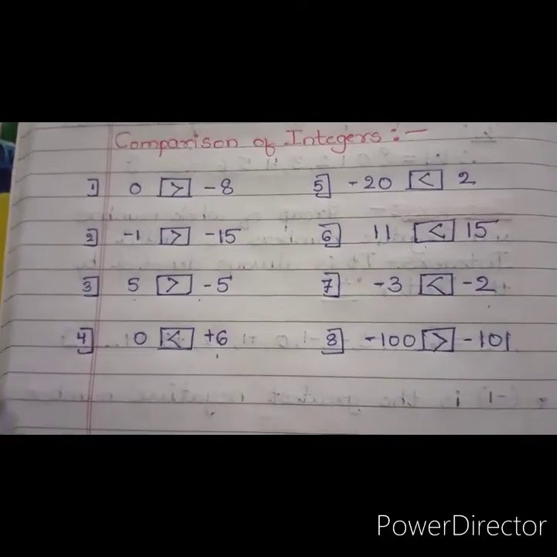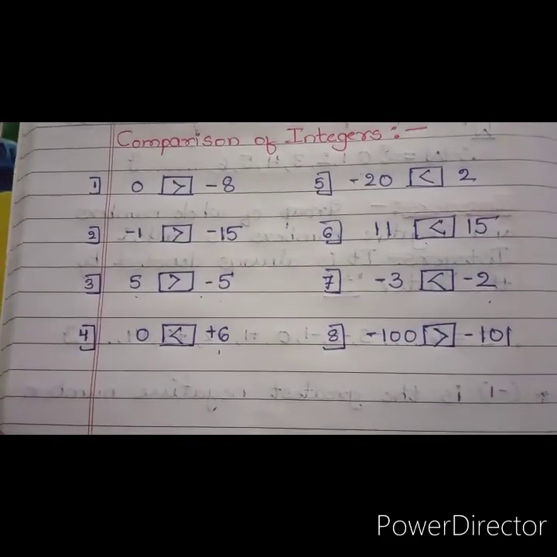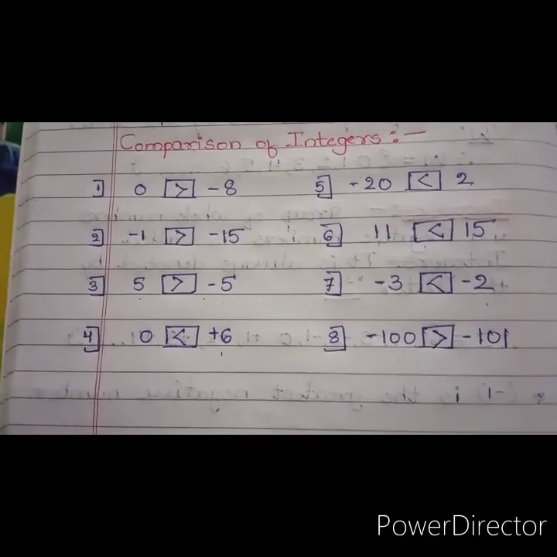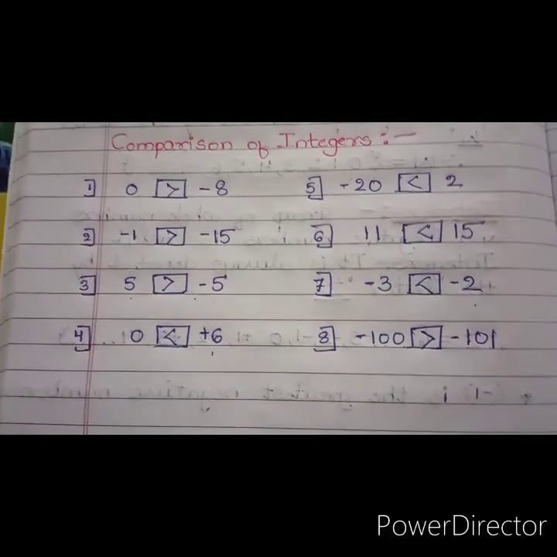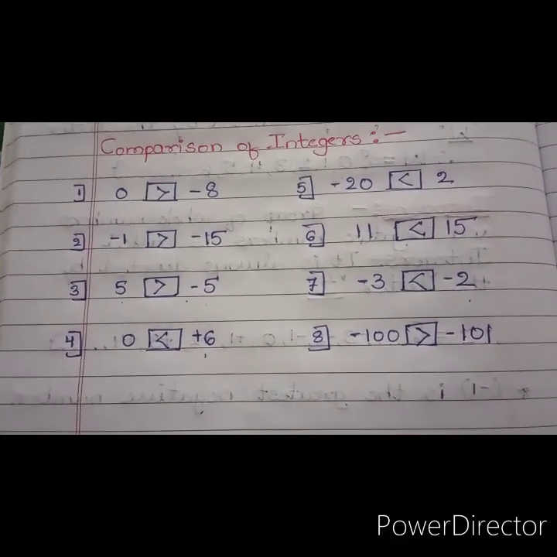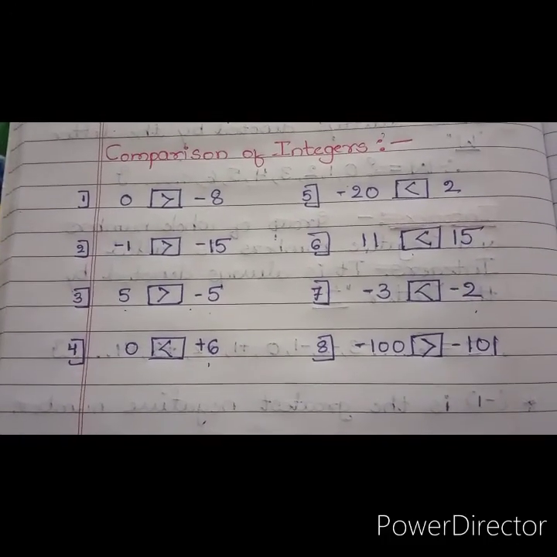Okay, that means when we are moving to the left side, the value is decreasing. When we are moving on the right side of the 0, the value is increasing. So these are the points we have to follow while comparing the integers.